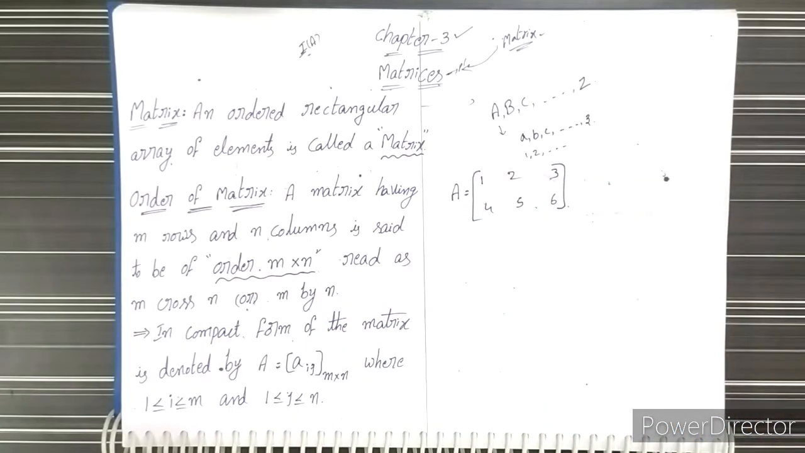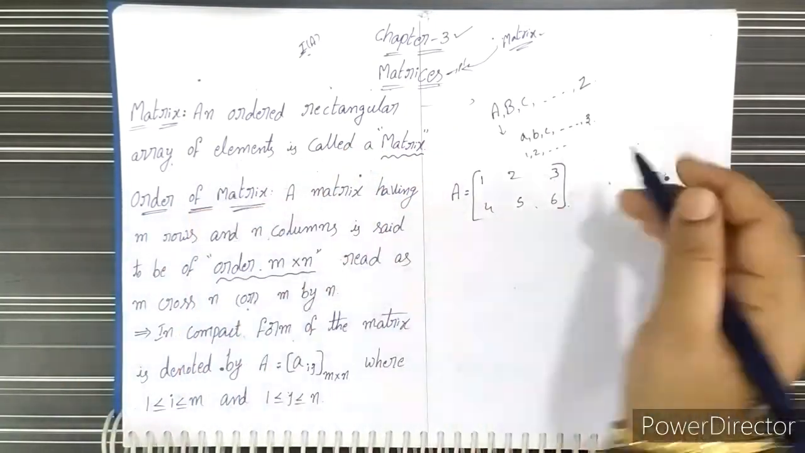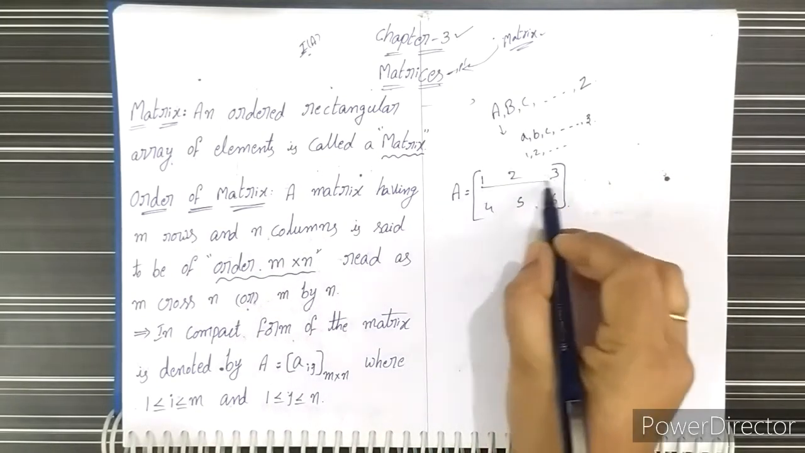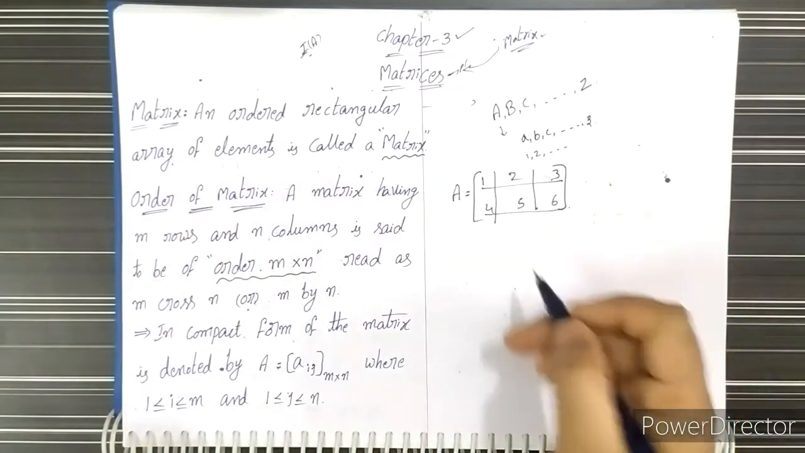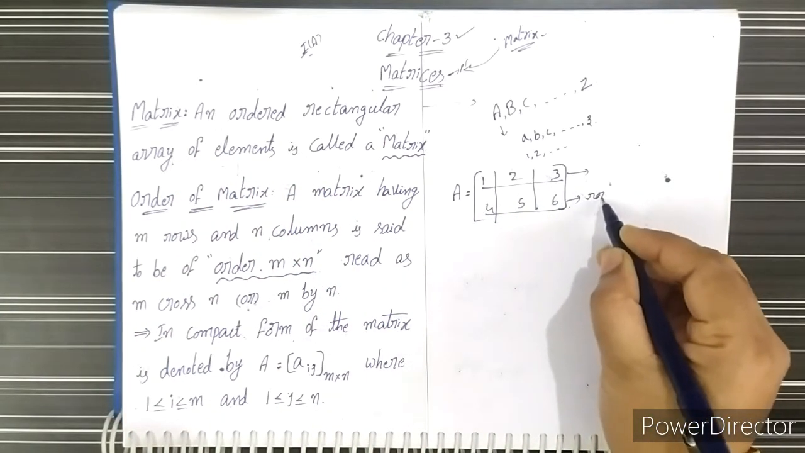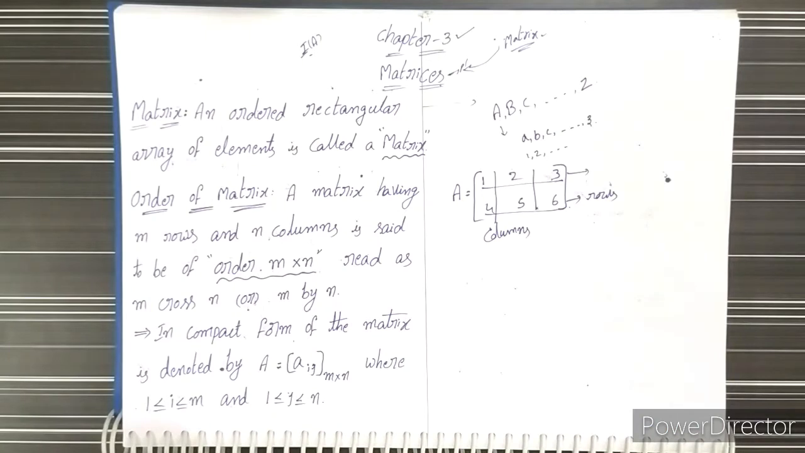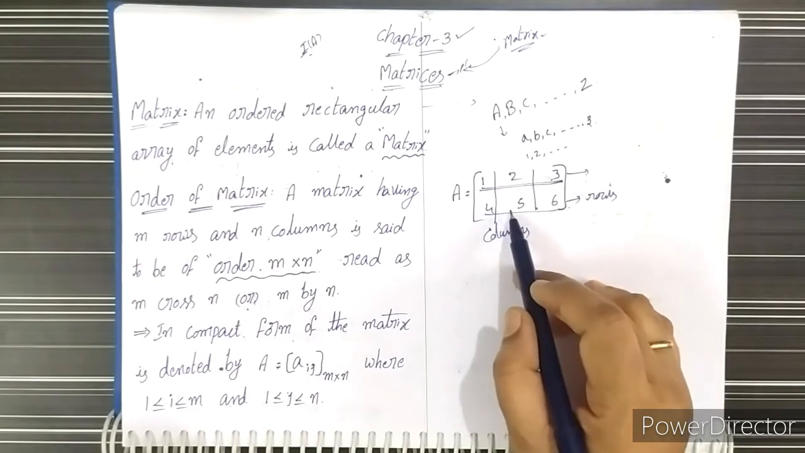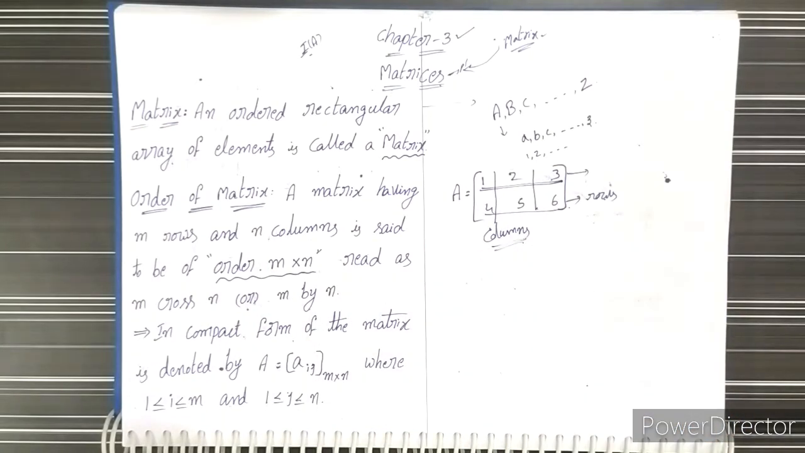This is one matrix. That means an ordered rectangular array of elements. That means the elements are arranged in a rectangular shape, column and row wise. This is called a matrix. In this, these are the rows and these are the columns of a matrix. Horizontal arrays are called the rows and vertical arrays are called the columns.